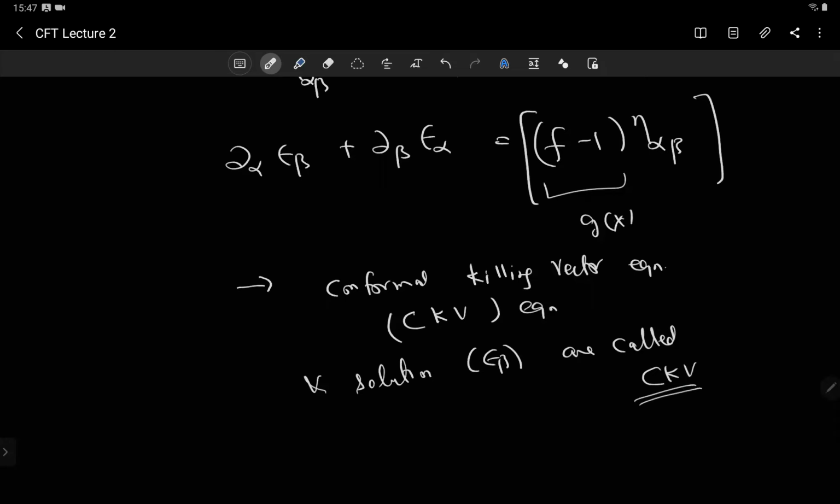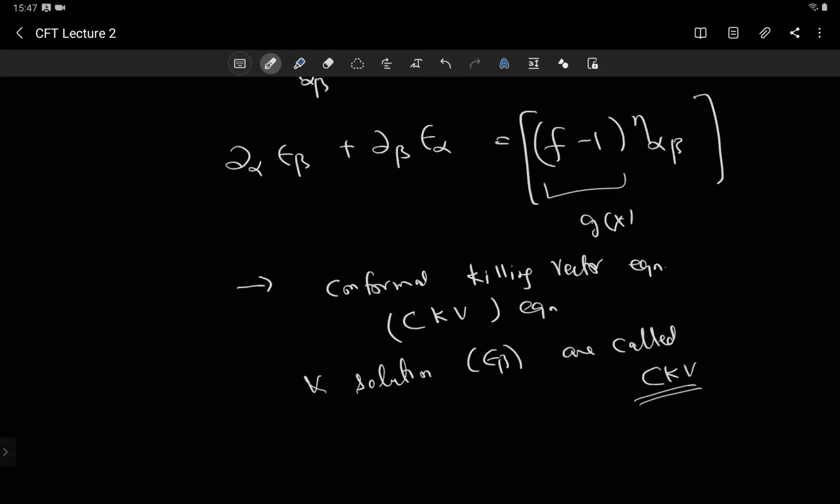That means conformal Killing vectors are the generators of those coordinate transformations which are conformal transformations. A Killing vector is a generator of that transformation which is an isometry, where the metric does not change. Here this generates transformations which change the metric, but by a conformal factor, a local factor.